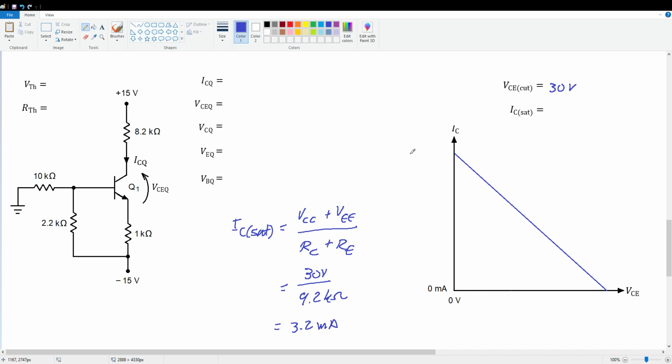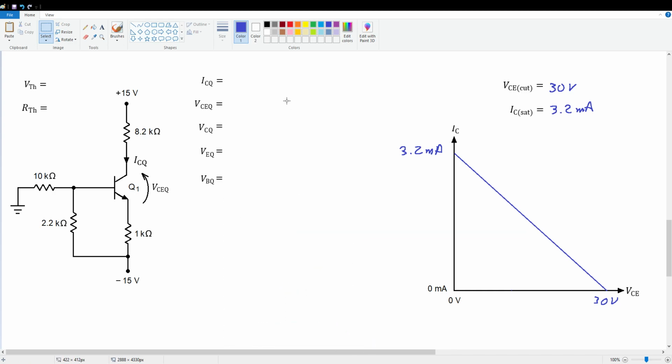All right, so 3.2 milliamps. And 30 volts here as well. Okay, let's clear the boards and find our Q points.